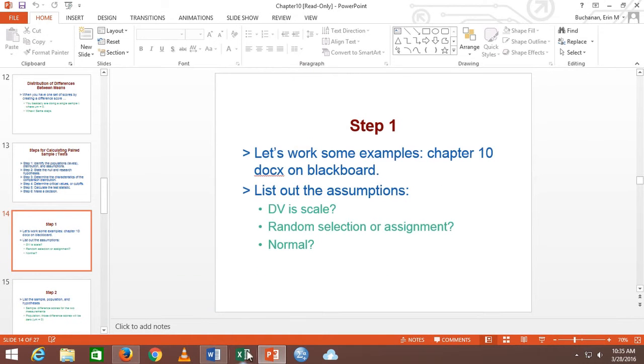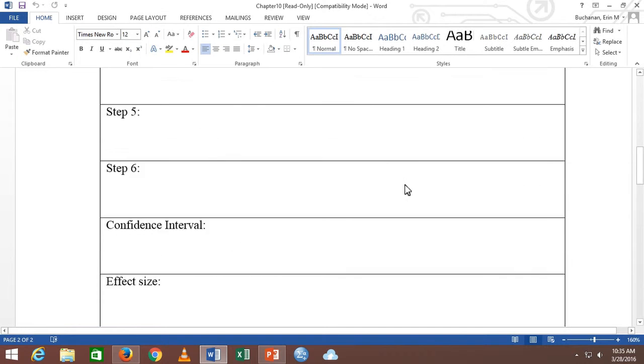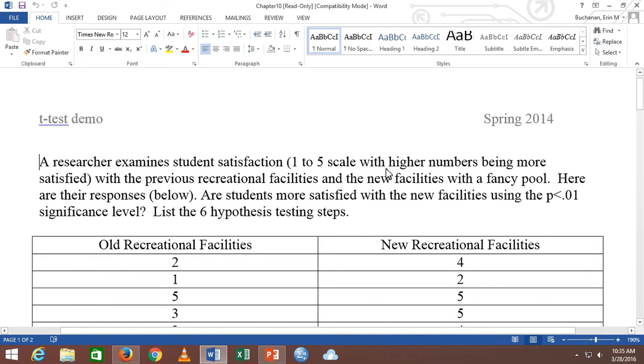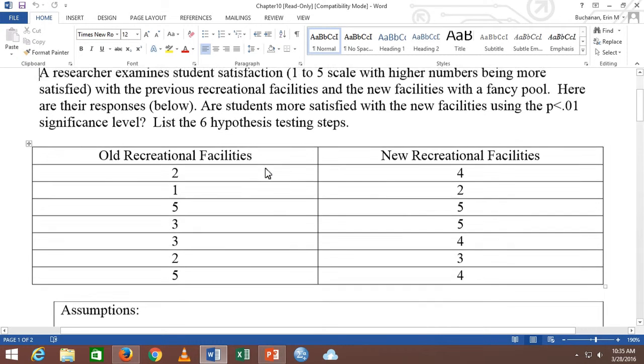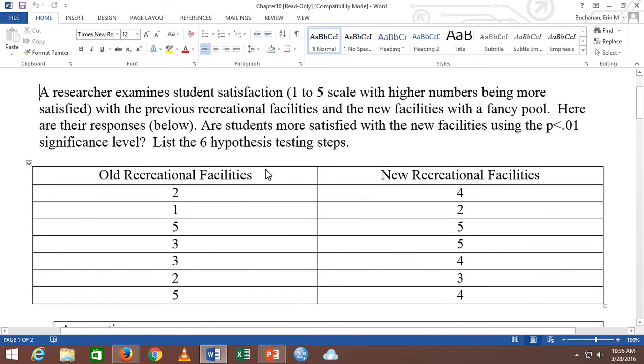So let's look at this first example about the rec center. So here, I'll just type because y'all are going to be able to read that. So, all right. We're examining student satisfaction on a 1 to 5 scale. So this isn't ratio, but it seems at least interval. Higher numbers are more satisfied.